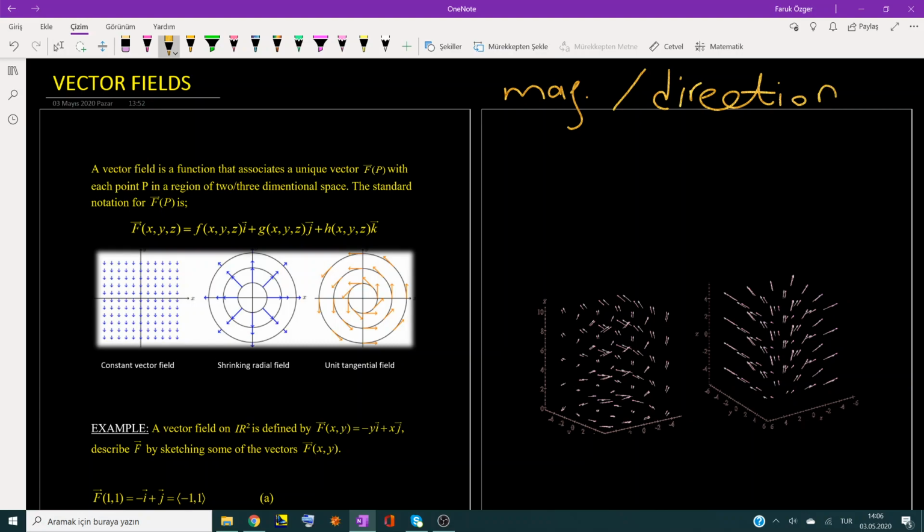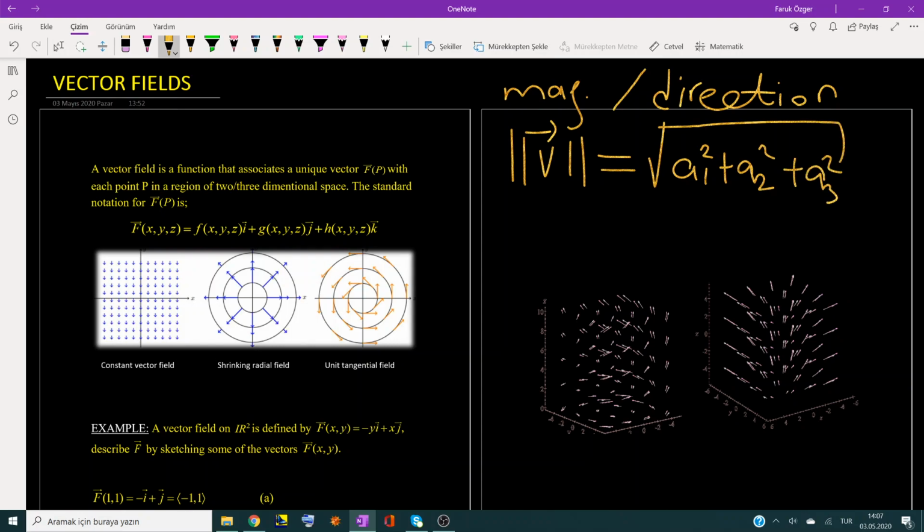So what is magnitude? A vector is often represented by an arrow or a directed line segment. The length of the arrow represents the magnitude of the vector, and is given by this notation. This is the magnitude of the vector v, and let's say the components of the vector v are a1, a2 and a3. The magnitude is equal to the square root of a1 squared plus a2 squared plus a3 squared. So this formula gives the magnitude of a vector.